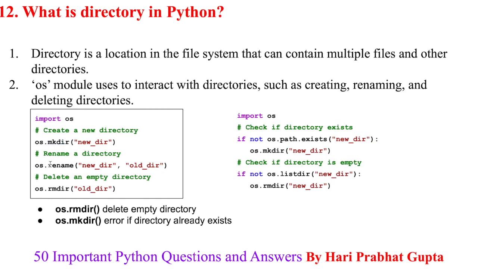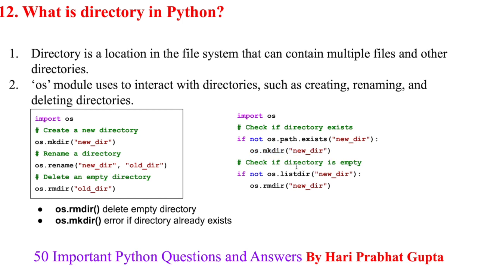We then use the rename function to rename the directory to old-dir. Finally, we use the rmdir function to delete the directory. We can also use the os.path module to check if the directory exists, and if it is empty. Here is the example. Here we first use the exists function from the os.path module to check if the new directory exists or not. If it does not exist, we can create it using the mkdir function.